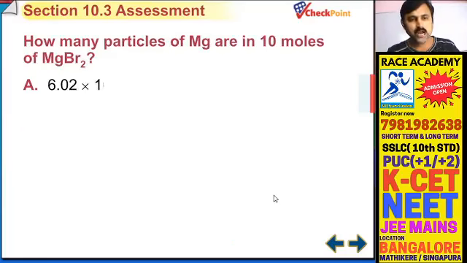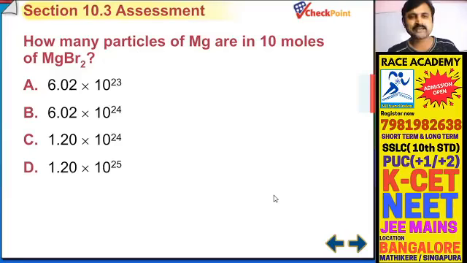Next question. How many particles of magnesium are in 10 moles of magnesium bromide? See, in the given magnesium bromide, 1 mole has 1 mole of magnesium, which contains Avogadro's number of particles. But if you raise that to 10 times, then you will get 10 into 6.02 times 10 to the power 23, that is 6.02 times 10 to the power 24. So that is the second one.